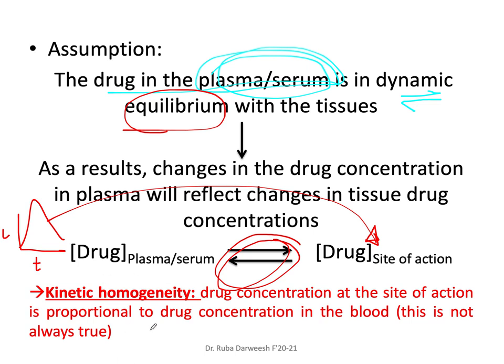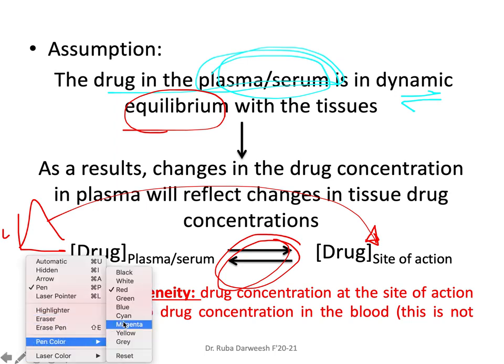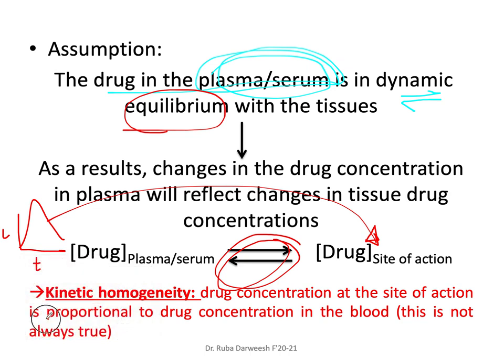This is what we call kinetic homogeneity, or the homogeneous kinetic principle, in which the concentration of the drug at the site of action is proportional to the drug concentration in the blood. And this is not always true. This is important. We have some exceptions to that.